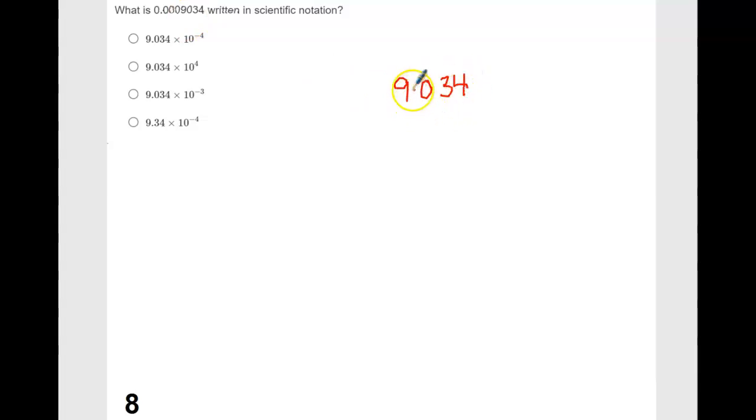9034. Okay, my decimal point always goes after that first number, so it's going to go there. And then I'm going to go times 10, and there's going to be some power up here. Now, if I see big decimals like this, that tells me we're talking about a negative exponent. So I'm going to put that negative sign there. Now I just need to figure out how many times I moved my decimal point. And I'm going to have you write the original number here, 0009034. And I moved it from here to here, right?